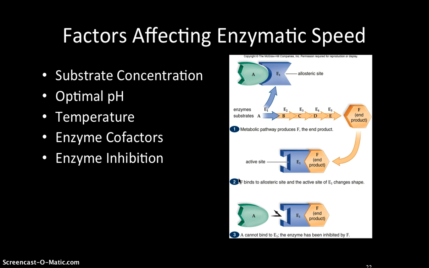However, there's also non-competitive inhibition or allosteric inhibition, where the competitor instead binds to the allosteric site. So any molecule, the inhibitor, in this case it's a product, binds to the allosteric site, changes the shape of the enzyme, changes the tertiary or quaternary structure of that enzyme, so now the active site has changed shape, so the substrate can no longer bind. So those 5 things: substrate concentration, pH, temperature, cofactors, and inhibition are what can affect the speed of enzyme reactions.